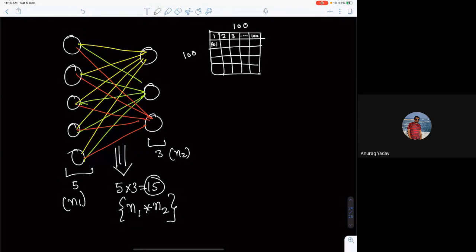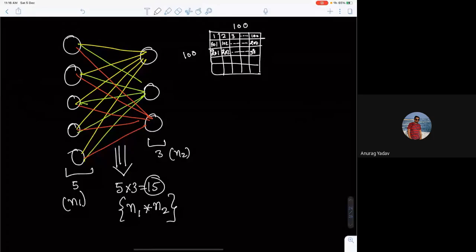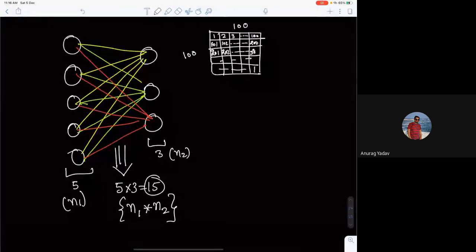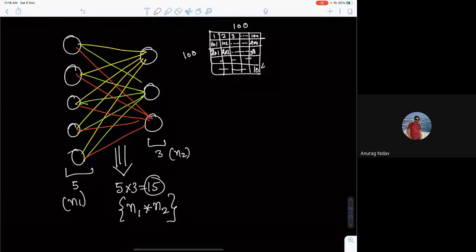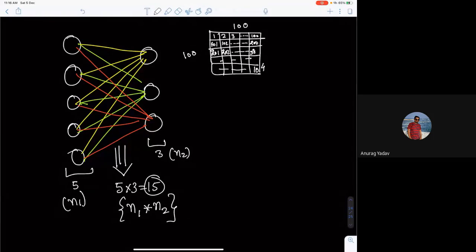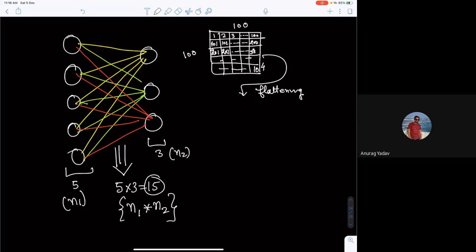Fine. Now I unwrap this image. This is called image flattening. Now this becomes pixel number 1, pixel number 2, and so on, then pixel number 100, which is up to this. And then I take this pixel and place it over here. This will become 101, 102, 103, and so on.